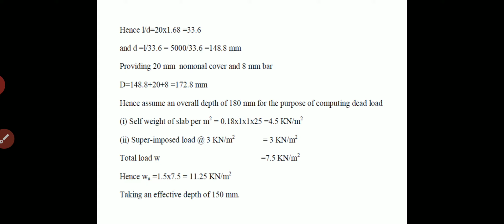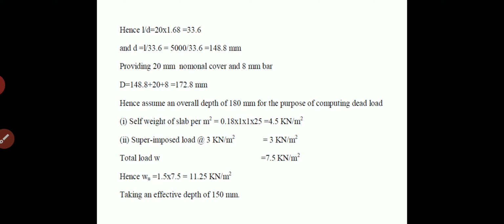So d equal to 148.8 final value. Here we put value of L, which is 5 meter. We convert in mm. So here L equal to 5000 mm upon 33.6. So here we get 148.8 mm.